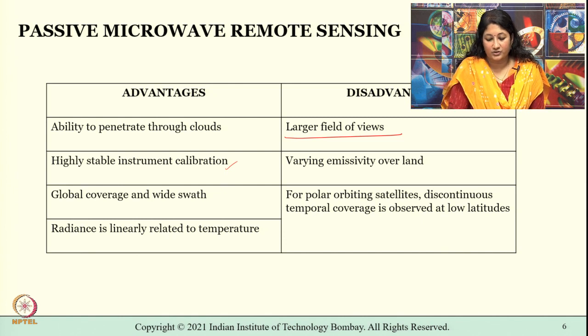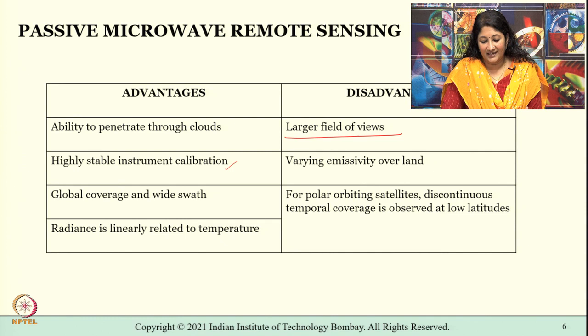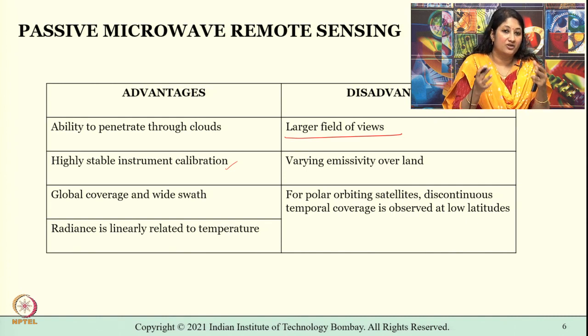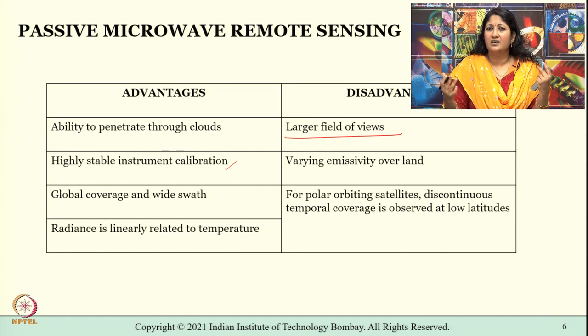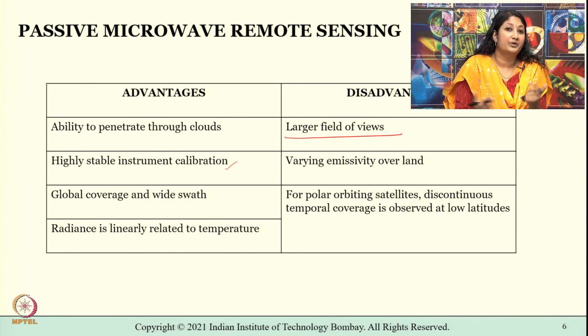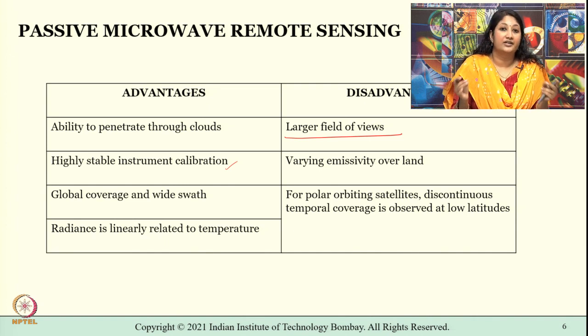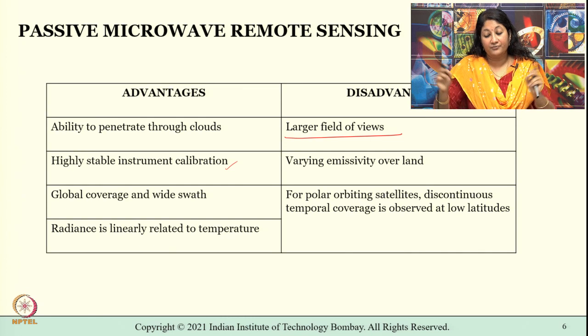And on the disadvantages, of course, when we look at polar orbiting satellites, discontinuous temporal coverage can also be observed at low latitudes. And we already know that when microwave brightness temperatures are being used for measuring precipitation over land, because the emissivity of land is going to be highly variable in nature, it is going to vary due to the spatio-temporal variations in soil, vegetation, roughness, because of which land offers a hot background for the radiometer, which means due to the differing emissivity over land, estimating precipitation using passive microwave remote sensing is challenging.